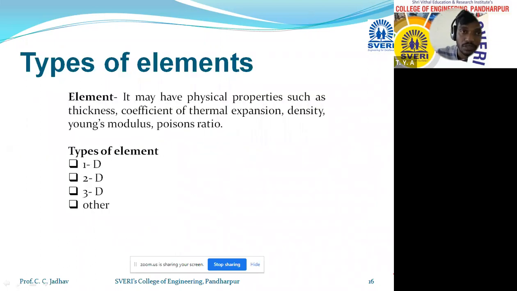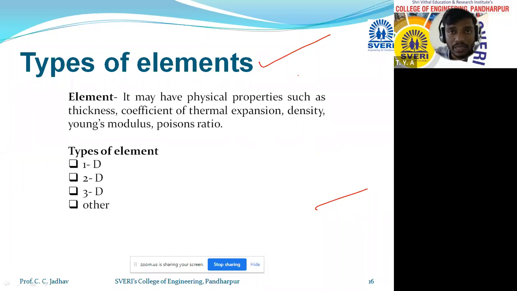Okay, so next point, that is the types of elements. Now we are moving into actual FEM problems. So we are going deeper and deeper. Okay, so each slide you should remember, that is very important as far as your civil engineering concern. Okay, so types of the elements.